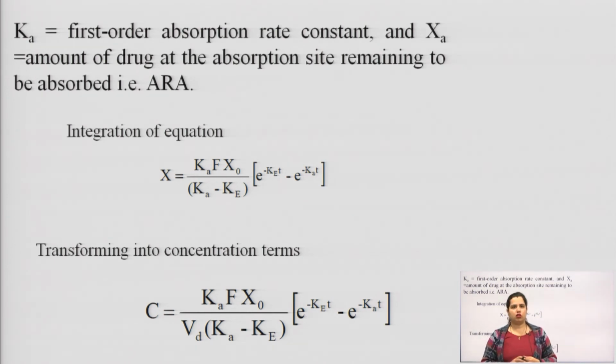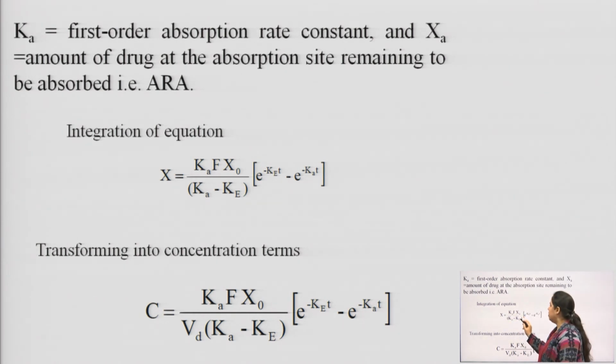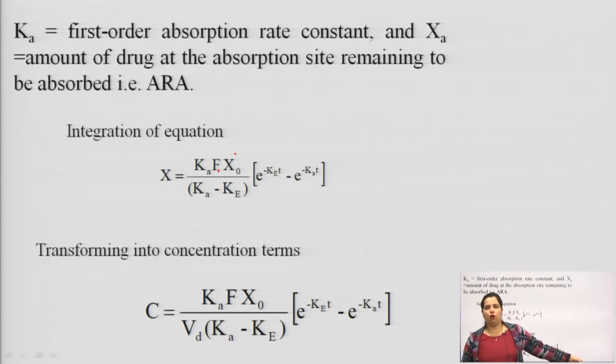like X, if we put KA first order kinetics and XA amount of drug remaining to be absorbed. So, we will get this equation: X = KA F X0 divided by KA minus KE, multiplied by e to the power minus KE t minus e to the power minus KA t. These are the constants of absorption and elimination. This is the drug amount, the fraction of the drug remaining to be absorbed. We get this after integration of the equation, and then transform it into concentration terms. C represents the drug plasma concentration, KA F X0 over VD, because X is equal to C by VD. So, we will put the value of X in terms of C and VD, and we will get this equation.